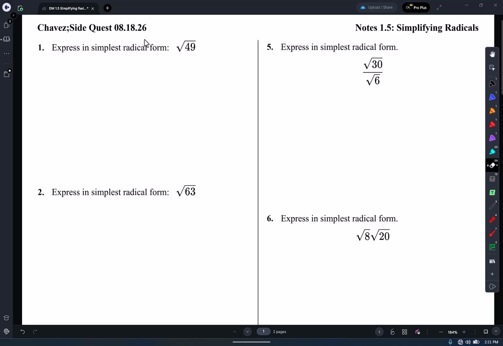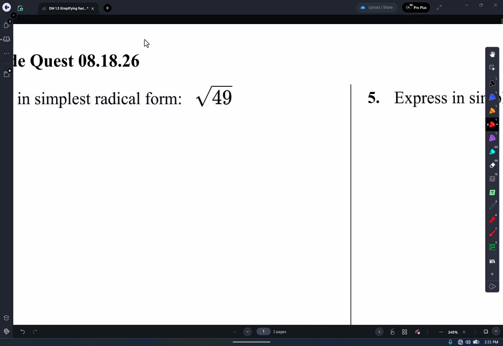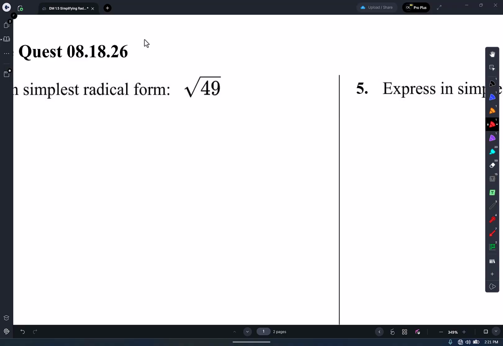So here we go. It says express in simplest radical form. So it says the square root of 49. I would hope that we know the perfect square root. So I'm going to write them over here, guys. So let's see what are perfect squares.